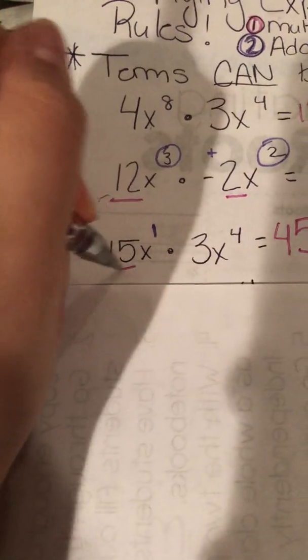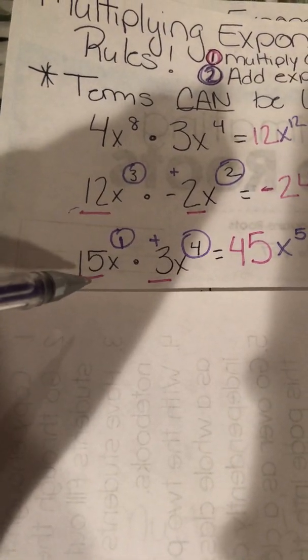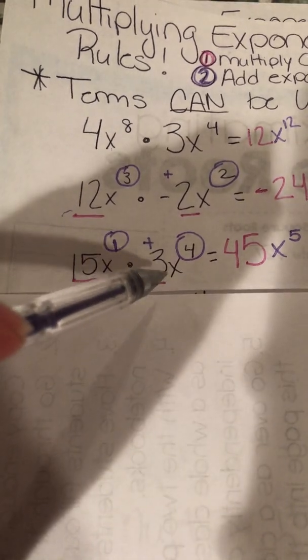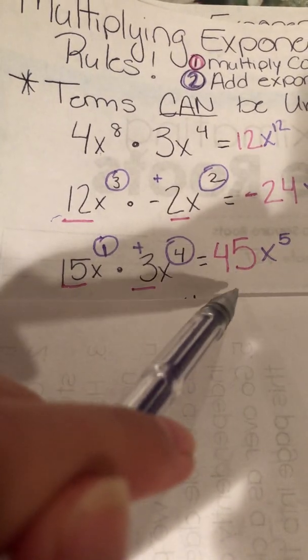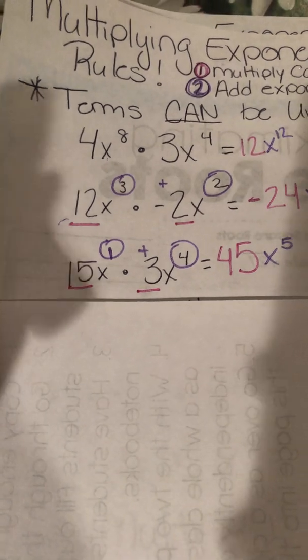15 times 3 is 45. So multiplying the coefficients of 15 and 3. And then I'm going to add the exponents, my second step. 1 and 4 make x to the 5th. Therefore, 15x to the 1st times 3x to the 4th gives me 45x to the 5th.